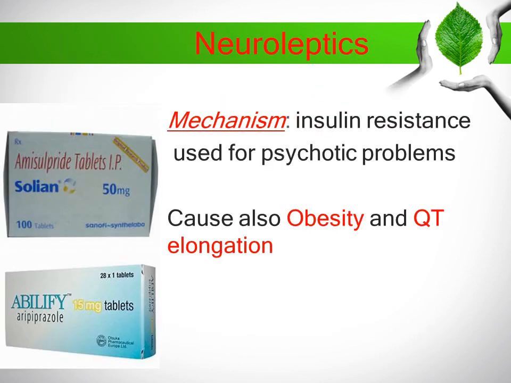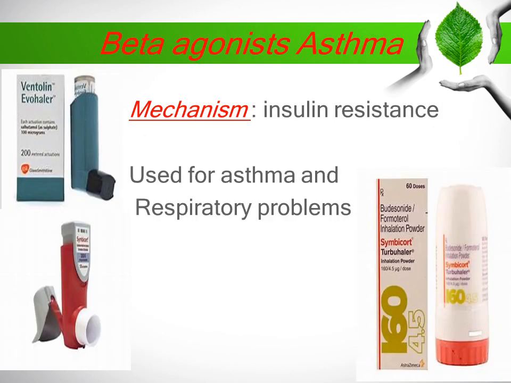We also have neuroleptics. The mechanism is insulin resistance, and neuroleptics are used against psychotic problems. We have beta agonists used against asthma and respiratory problems, and the mechanism is insulin resistance.